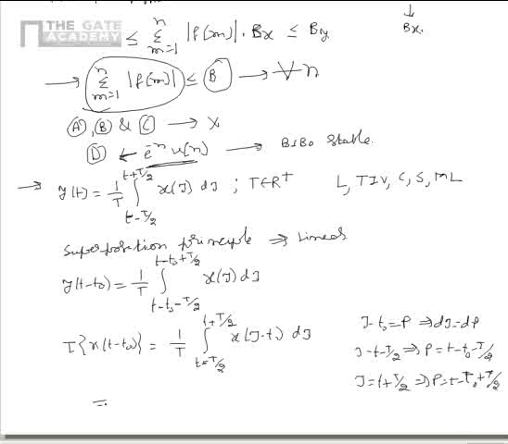From this, we can show that this is equal to 1 by t integral t minus t naught minus t by 2 to t minus t naught plus t by 2 x of p dp. This is equal to y of t minus t naught. From this, we see that the output due to delayed version of input is equal to the delayed version of output. From this, we see that the given system is time invariant.